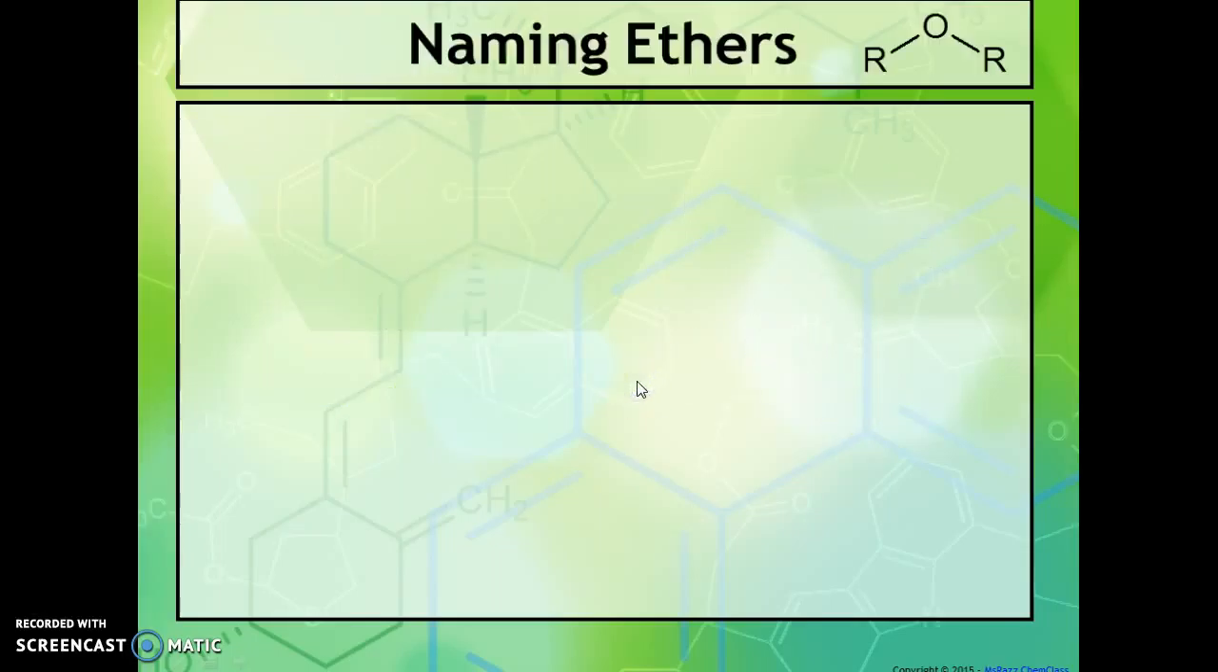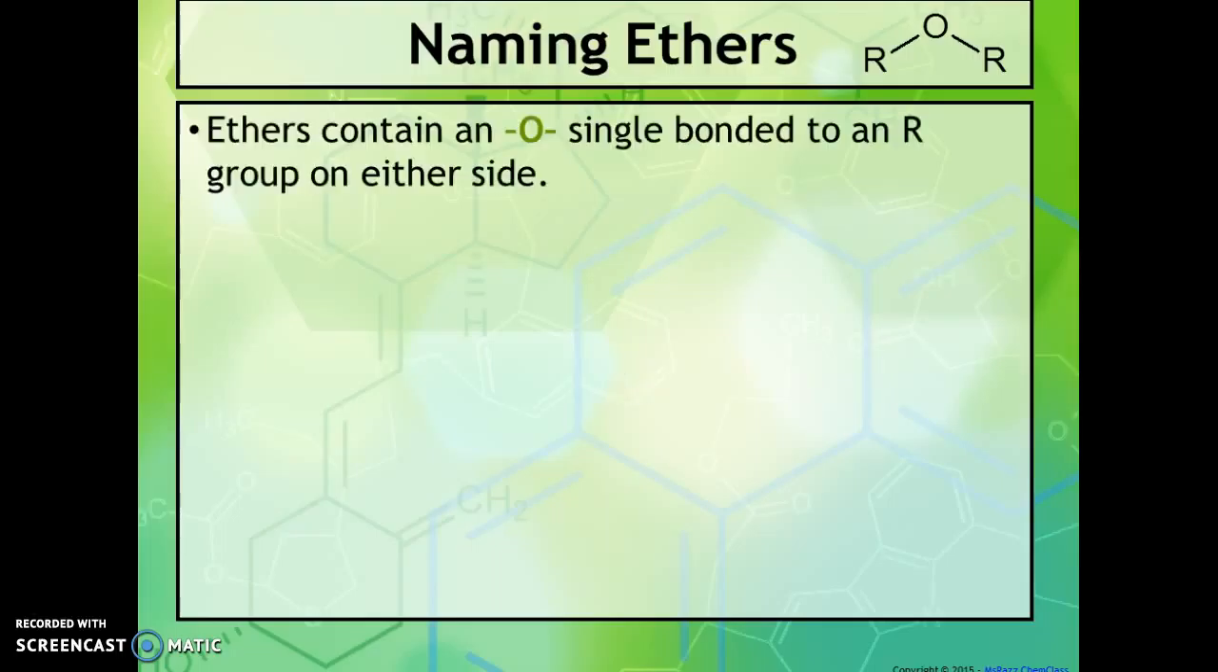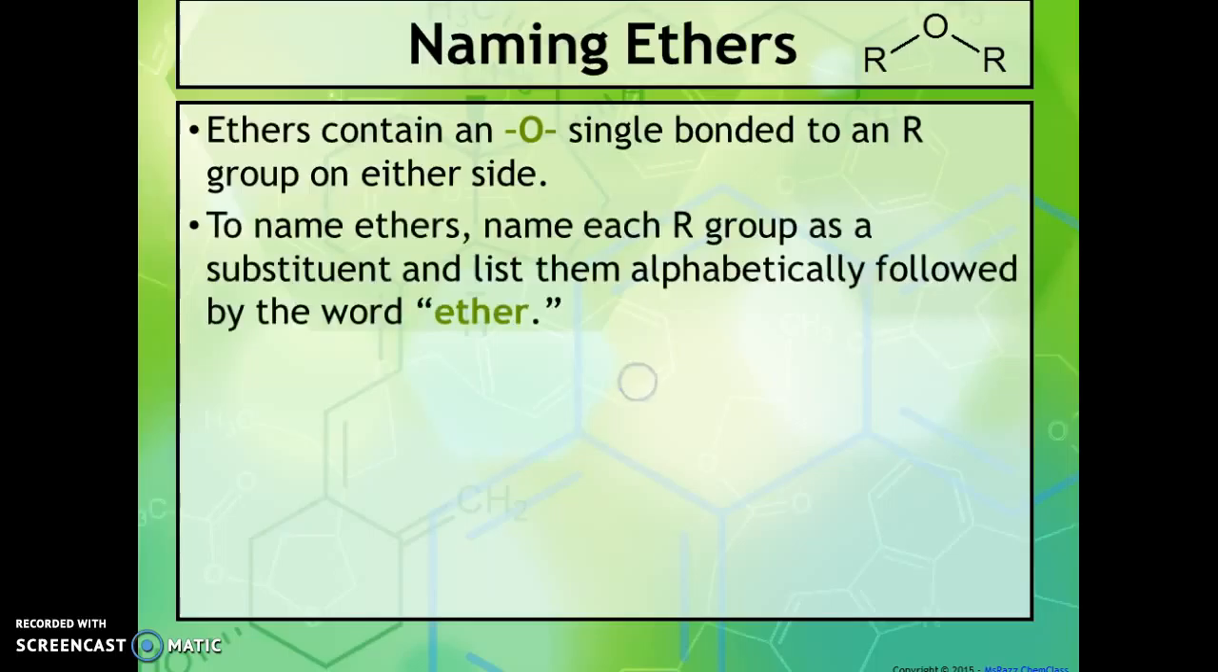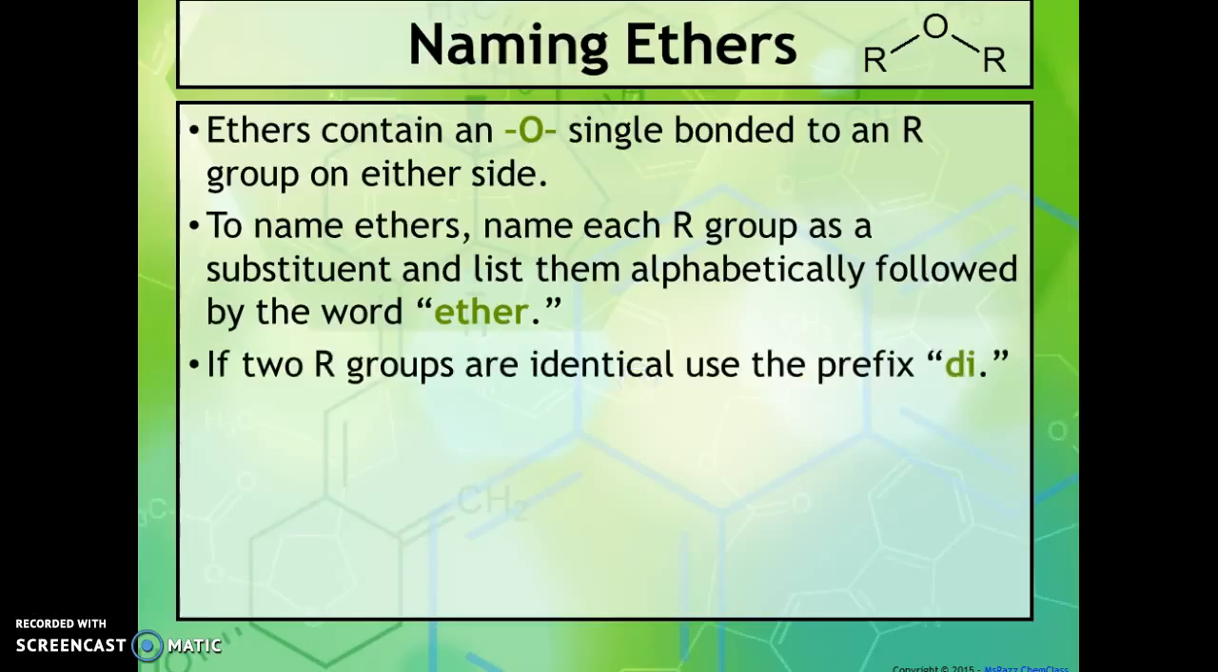Now what if it's an ester, or an ether rather? If we're naming an ether, it means it contains an oxygen single bond that's just in the middle of our molecule. And to name these, we name each as a substituent and follow it with the word ether. If there's 2 of them, we say di out in front.